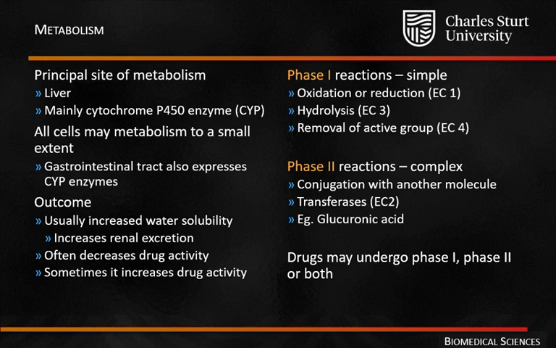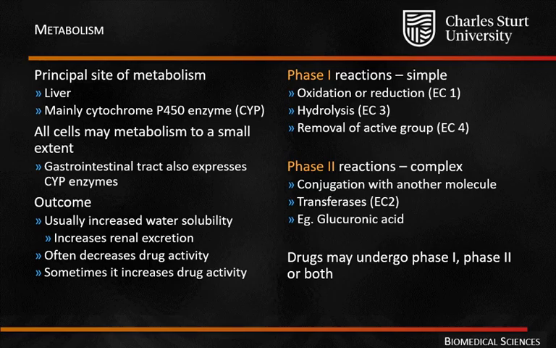Now, phase 2 reactions are a little bit different. Often these are conjugations, so like the transferases, which are EC2 family, they move one molecule and attach it to the drug molecule. The real classic example here is the movement of glucuronic acid, or the conjugation of glucuronic acid with the drug.